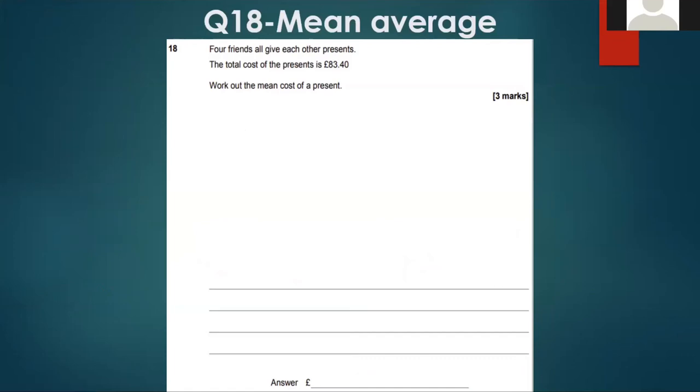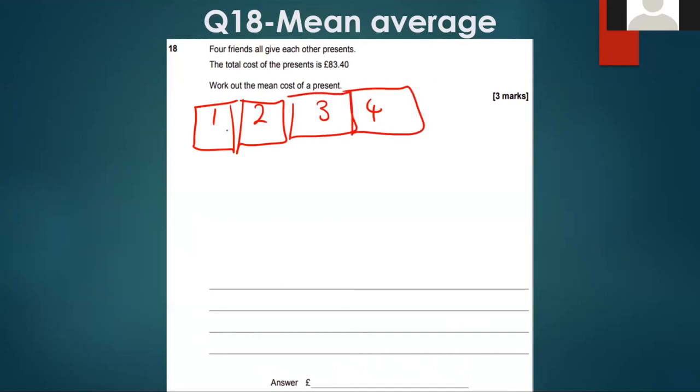Okay, question number 28 says we've got four friends who all give each other presents, and the total cost of all the presents is £83.40. Work out the mean cost of a present. Now, this question is a little bit confused, but what we're basically saying is that we've got four friends. Let's just say 1, 2, 3, 4, and they all give each other presents.